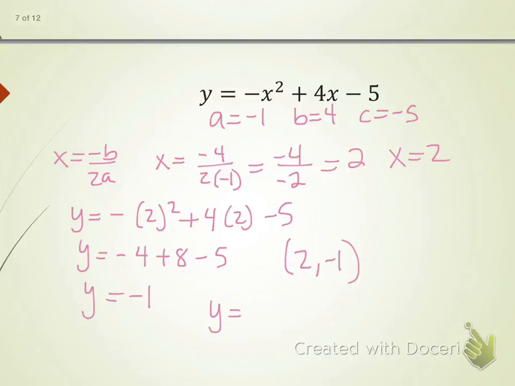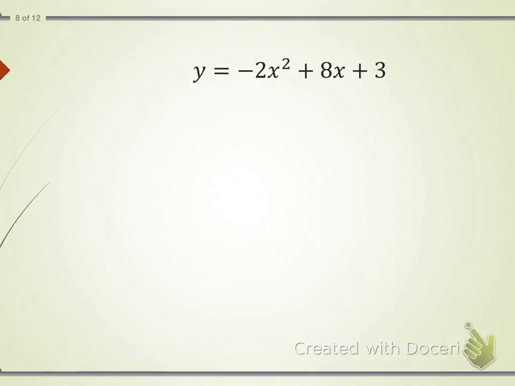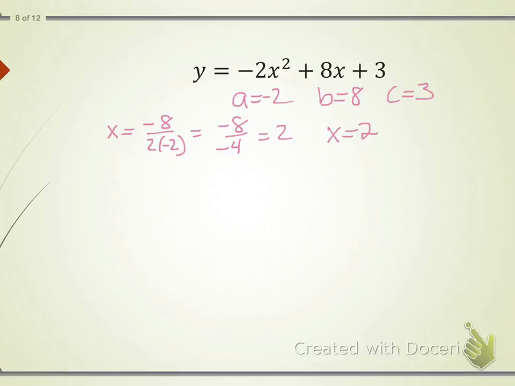So y equals, we use the a value from the original, so negative 1, x, it's a minus sign. We always remember our h is always the opposite of what we think, squared, and then my k value. So there's my vertex form for that one. Okay, my next one. a is negative 2, b is 8, and c is 3. So I got x equals negative b over 2 times a. So negative 8 over negative 4, so 2. So x equals 2. There's my AOS.